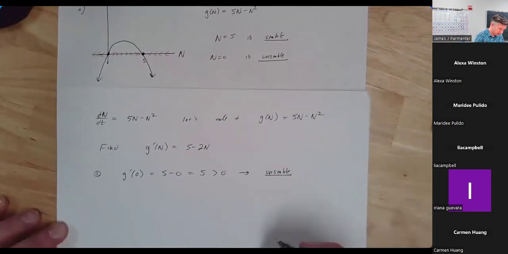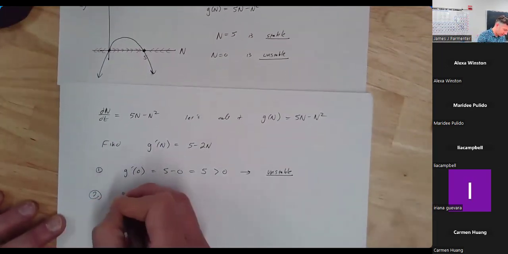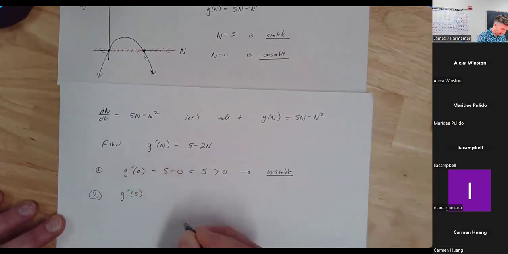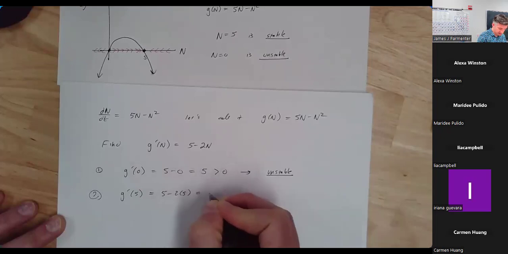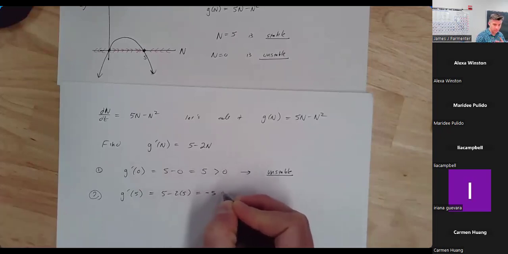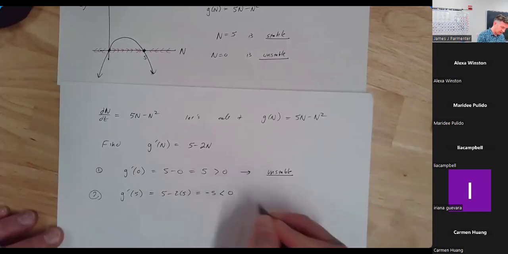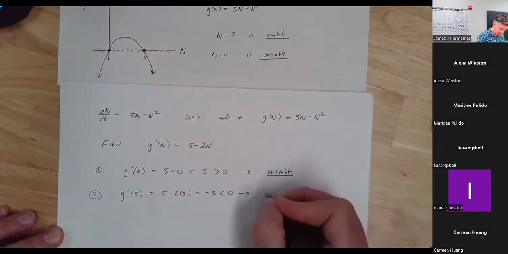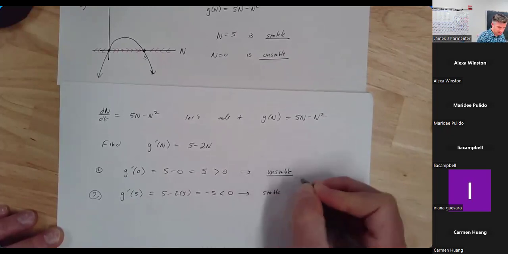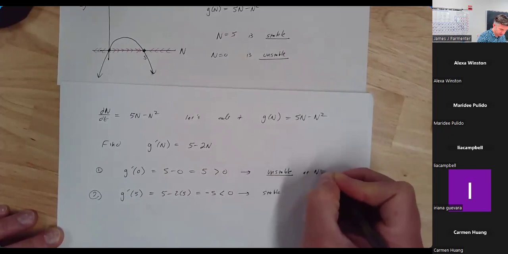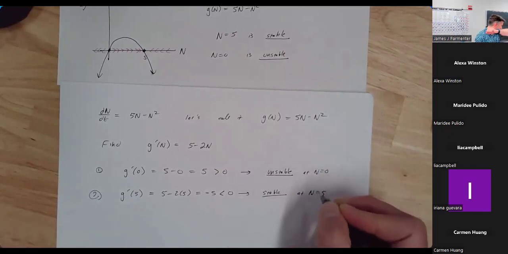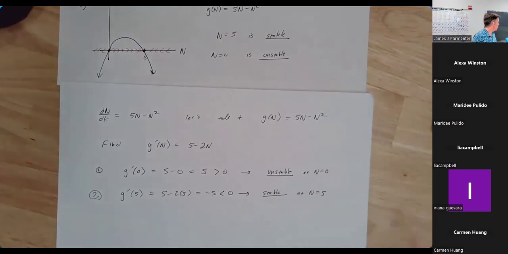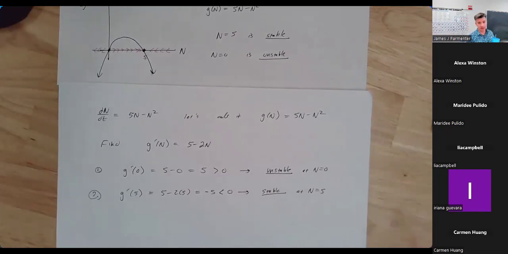And similarly, if we plug in the other equilibrium, 5, g prime of 5 is going to be 5 minus 2 times 5, which is negative 5. Again, I don't really care about the value. I just care that it's negative. That means we are stable. And I really should say unstable at n equals 0, stable at n equals 5. That's pretty much it. Oh, except I'm going to ask another question.